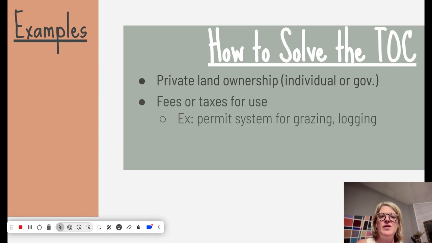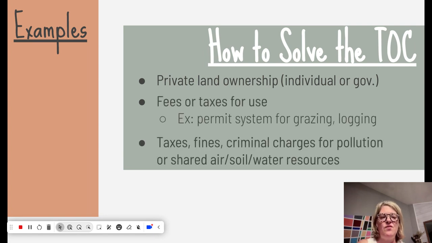So how do we solve this? Well, there's a couple of ways that we can solve these environmental issues. And you can remember this for many environmental issues. First of all, for tragedy of the commons specifically, we can start having individuals or the government purchase the land to have some accountability for those that are using it. And they can have accountability by imposing fees or taxes to use the land.